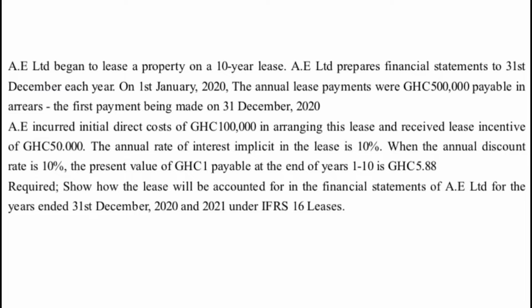When the annual discount rate is 10%, the present value of 1 Ghana cedi payable at the end of years 1 to 10 is 5.88 Ghana cedis. Required: show how the lease will be accounted for in the financial statement of A Limited for the year ended 31st December 2020 and 2021 under IFRS 16 Leases.